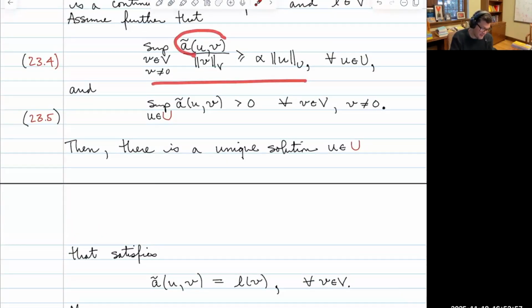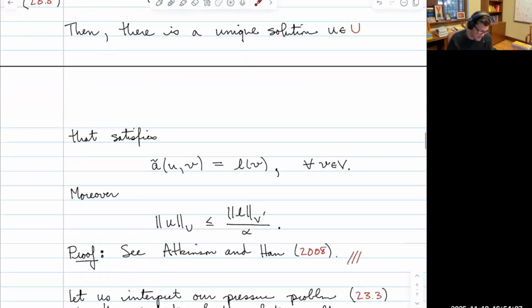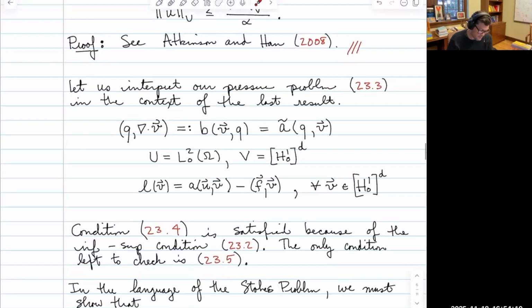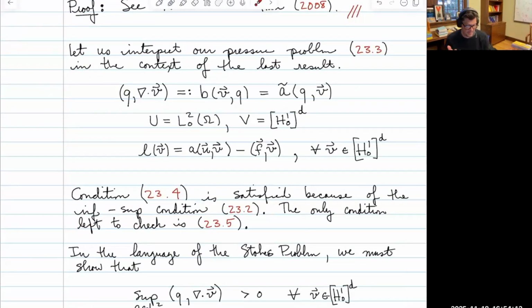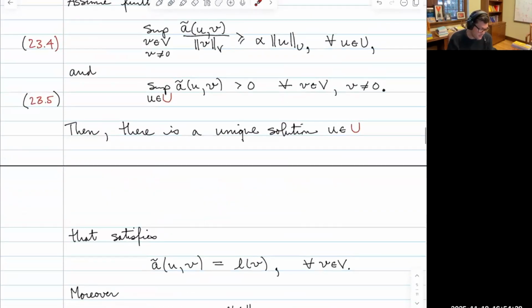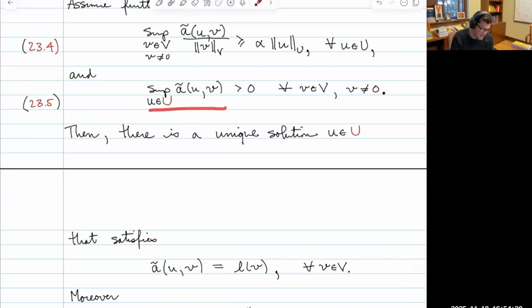Well, now that we've identified this as B, this is going to be B(v, q) on the top, and everything is going to work out perfectly then thereafter, because we can identify that as being exactly the Inf-Sup condition that we had previously, which was 23.2. So the only condition left to check is one that I'm going to let you guys check as an exercise. That's 23.5, namely that this is positive for every v and v.